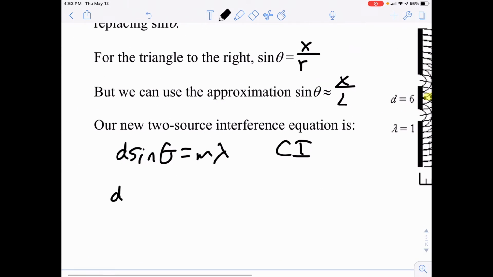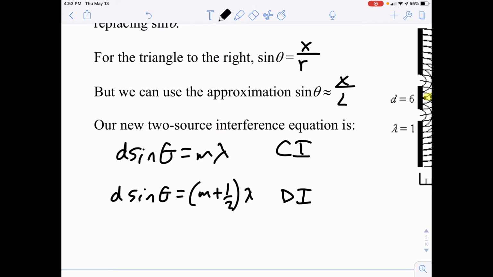And then how would we write this for destructive interference? Well, it would just be m plus a half times lambda. It would be half integer multiples of lambda, not whole integer multiples. And I guess that's kind of a misnomer. There's no such thing as a half integer. But basically, half of a wavelength is what we're talking about. Multiples of half a wavelength as opposed to multiples of a whole wavelength.